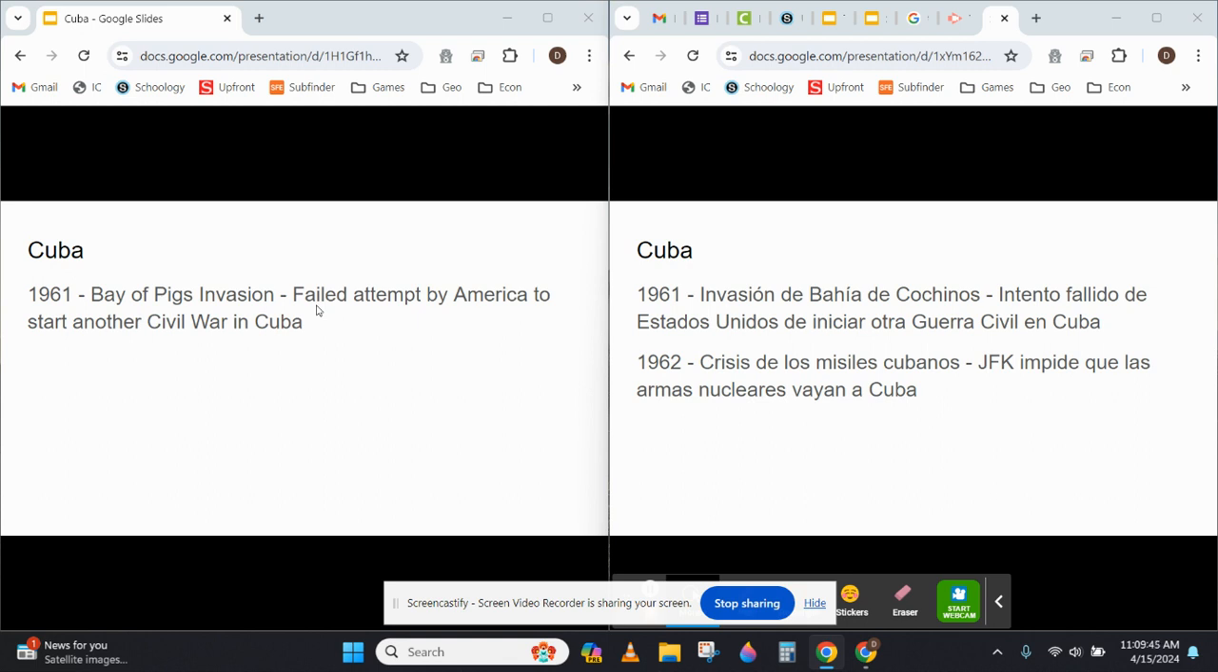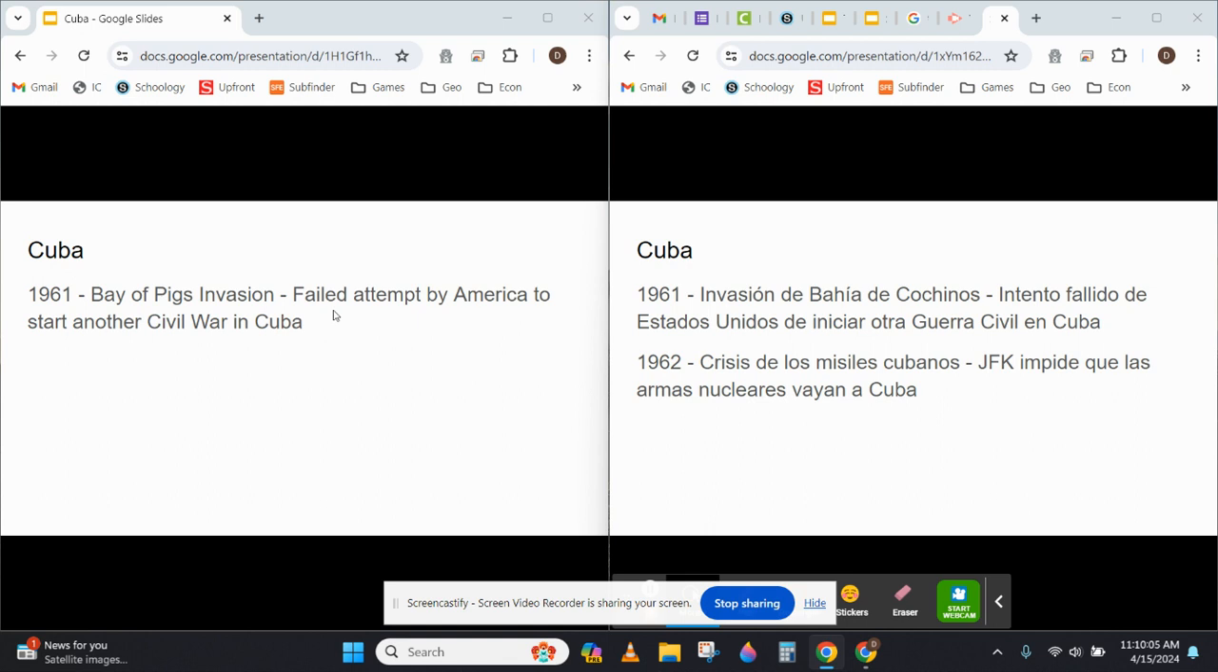The people who land aren't given enough supplies. They start stealing from the Cuban people. They very quickly get arrested and captured, and it's this complete disaster. It makes Kennedy look awful. It makes the United States look awful. It's a huge embarrassment. And this happens right after Kennedy becomes president. And it's his biggest failure.